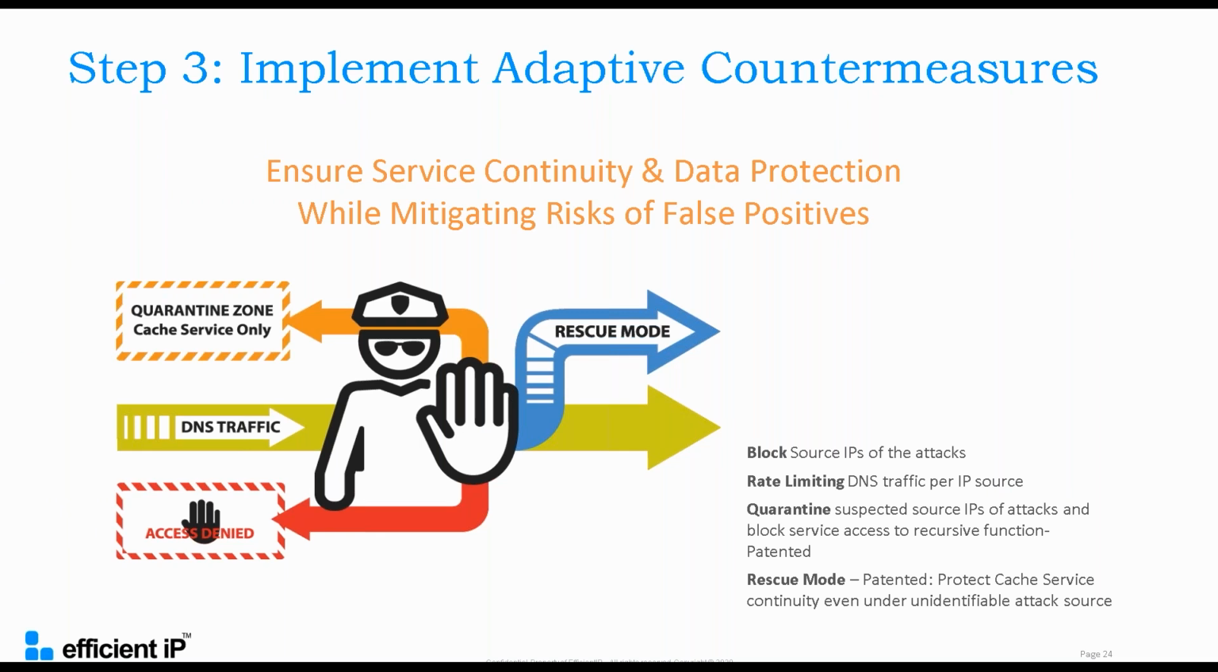So our engine is split into a few different ways of guarding the traffic. We have our quarantine part of the resolver. We have a rescue mode, we have a block mode, and we have a normal mode.